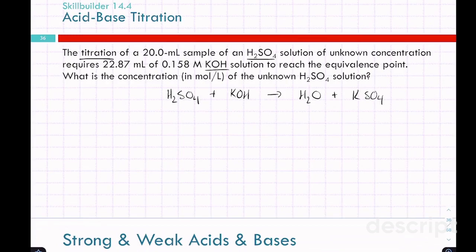How many hydrogens did sulfuric acid have? Two. So what does that mean that the charge on sulfate is? 2 minus. What's the charge of potassium? 1 plus. So we need 2 potassiums, yeah.